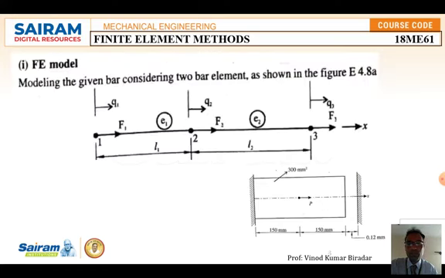What is step number 1? You have to draw the FEM model. Step 1: FEM model, modeling the given bar considering the 2 bar elements. Consider from this to this as one element, that is node number 1 to 2, and 2 to 3, with lengths L1 and L2. At node number 1, force F1 is acting, F2 force is acting, and F3 force is acting. Q1 is the displacement at node number 1, Q2 is the displacement at node number 2, and Q3 is the displacement at node number 3.